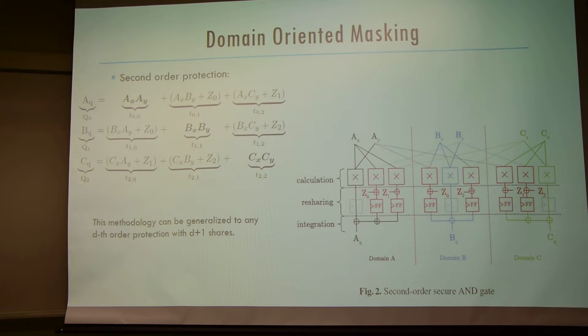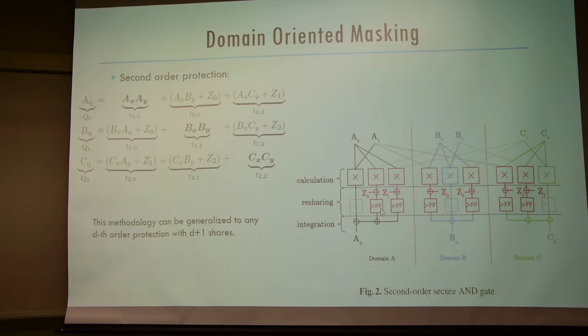Then how about the second order protection? If you write out the formula, it will give you these 9 terms, and 3 of them are inner domain terms, and 6 of them are cross-domain terms. So notice that for each cross-domain term, you need to add 1 random bit. So in the end, this AND gate will look like this.